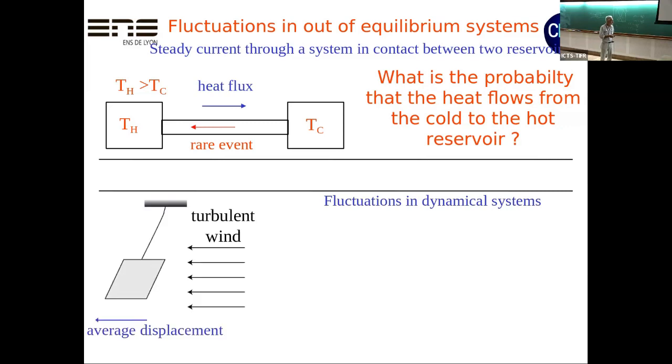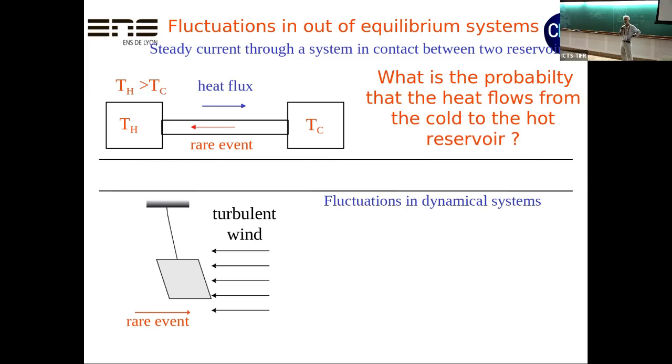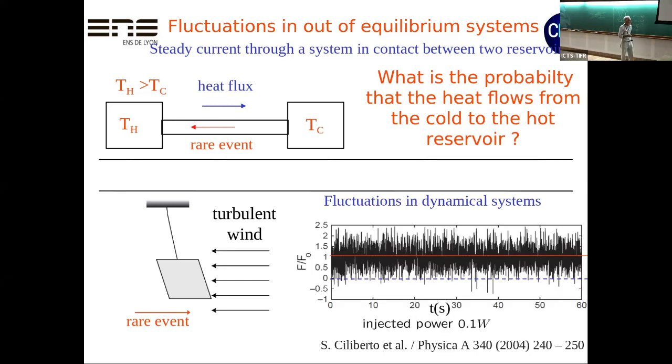The example that I like to give is the following. Suppose that I take a pendulum and I put it in a turbulent flow. Of course, on average, the displacement will be in the direction imposed by the wind that is blowing. But if the wind is very turbulent, it might happen that the pendulum, because of fluctuations, moves in the other direction. This is actually what you can typically measure in a wind tunnel. If I measure the force on the pendulum, on average the force is positive, but sometimes it becomes negative.